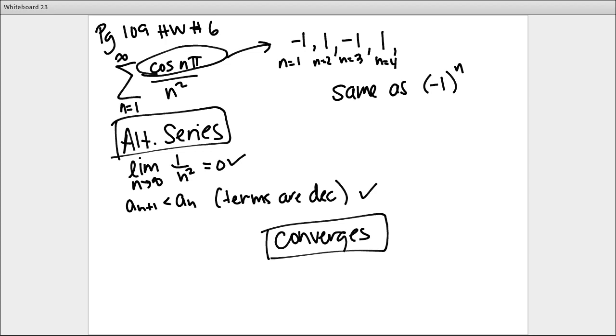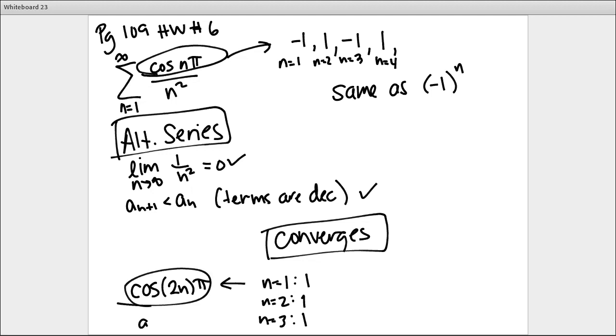But be careful. Make sure you expand those cosines out, right? Because you could get an alternating series, but not always. Had this been a cosine of 2n times pi, right? When n is 1, you're going to have 1. And when n is 2, you got 4 pi, so it's +1. And when n is 3, you would have 6 pi, which is also 1, right? So this is always 1.